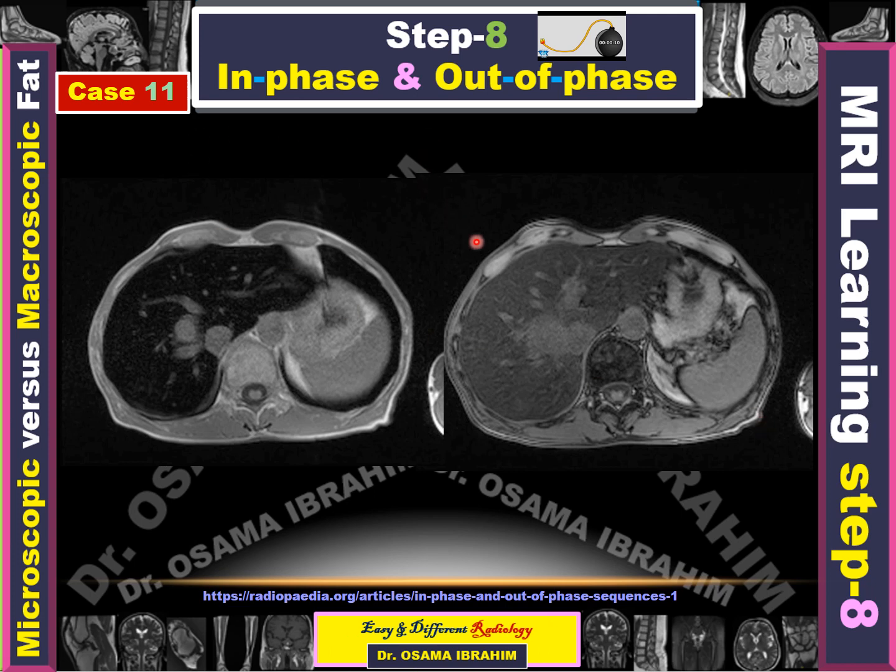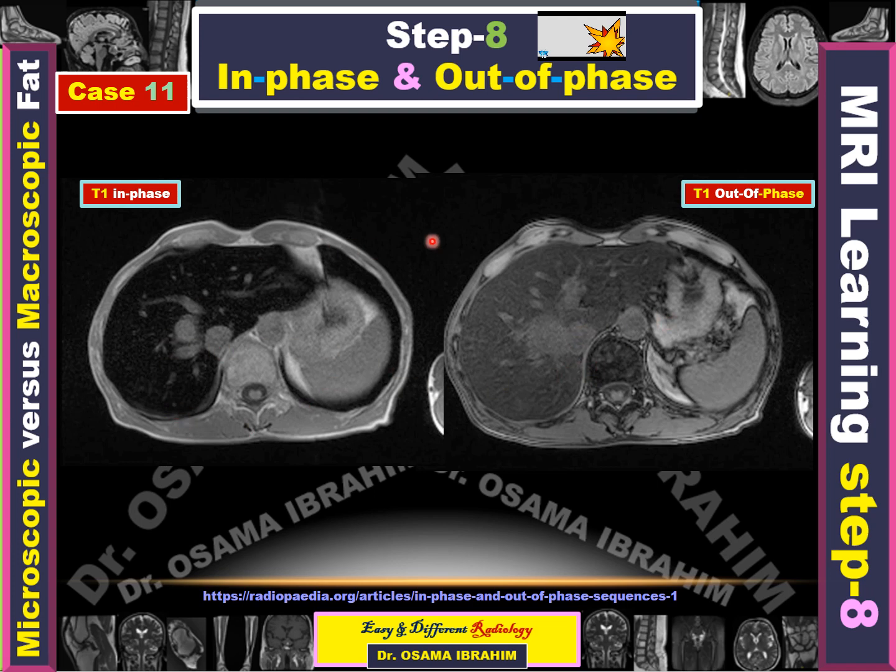Okay, case 11. Take 10 seconds. Is there any opposed phase here? Yes. Okay, time out. There are boundaries here. Boundary artifact, or chemical shift artifact, or India ink artifact, representing T1 out of phase. This is the out of phase, so the other is the in phase image.